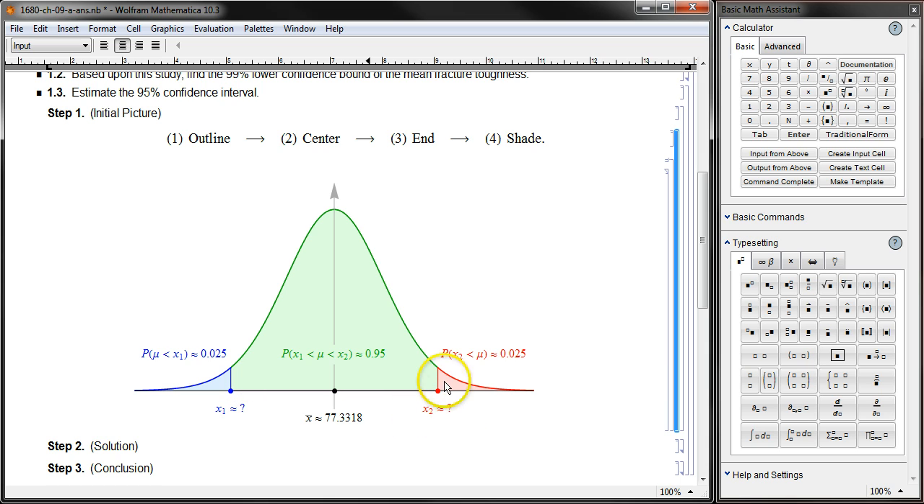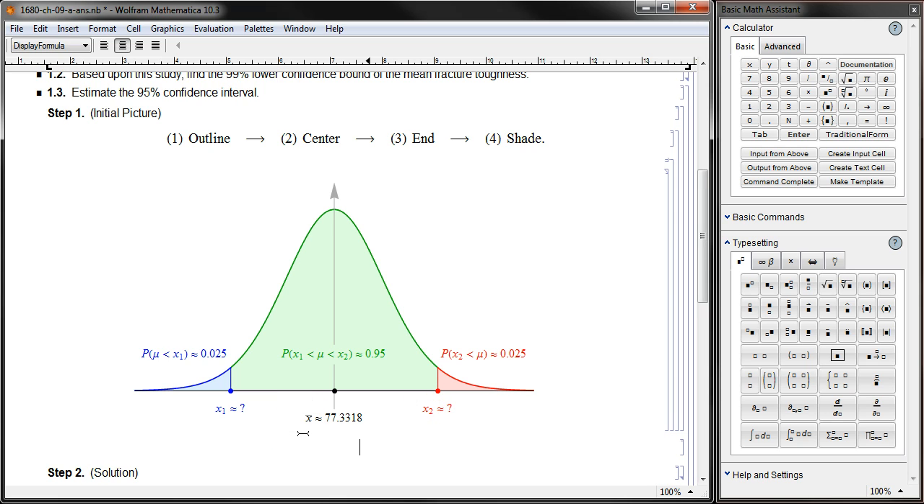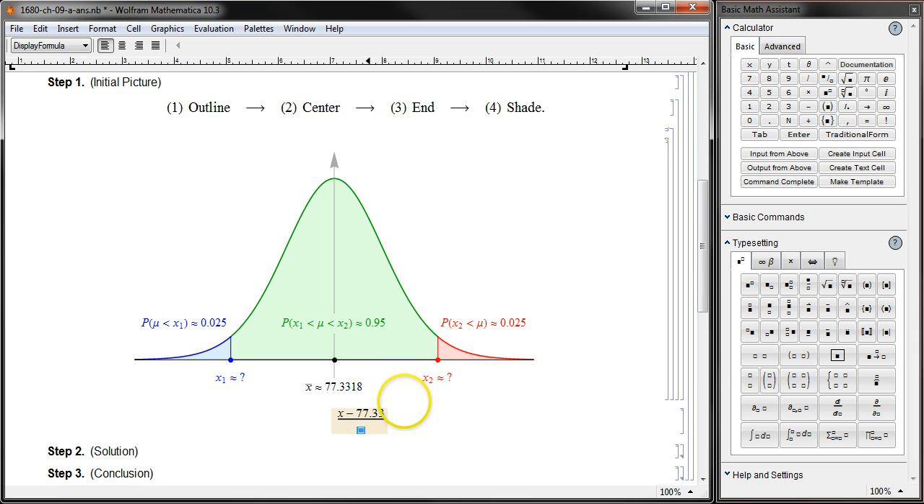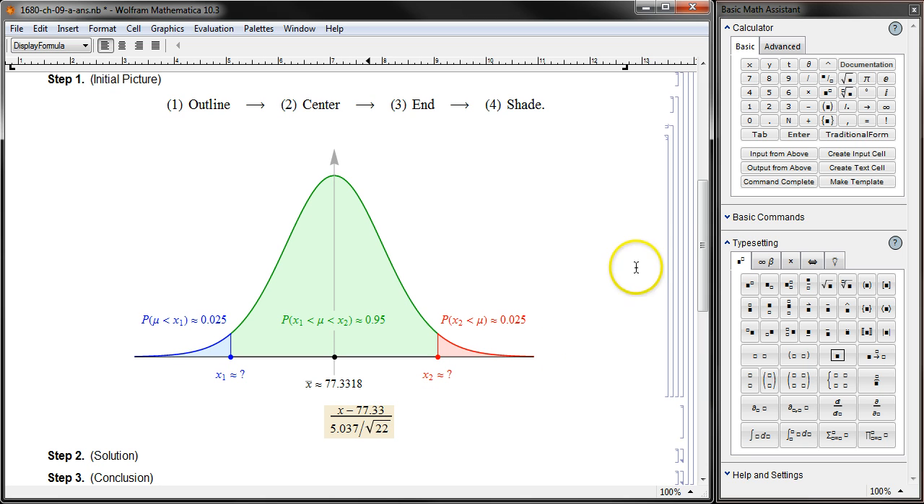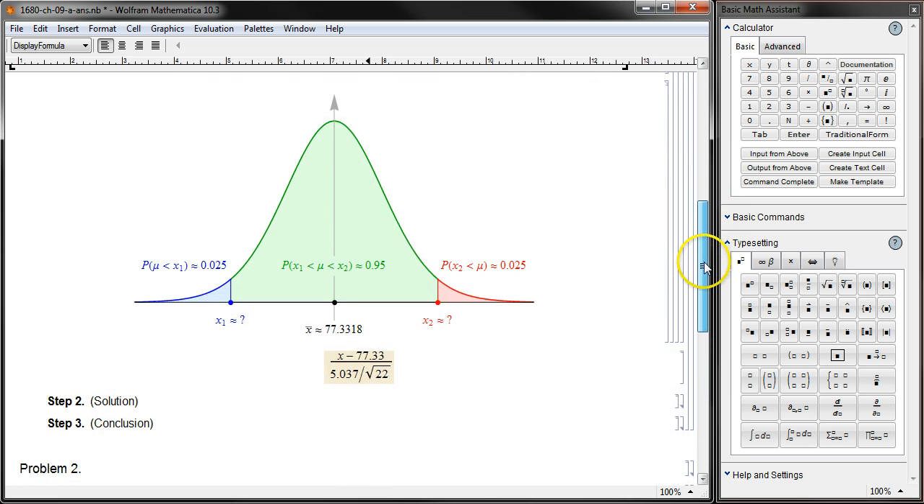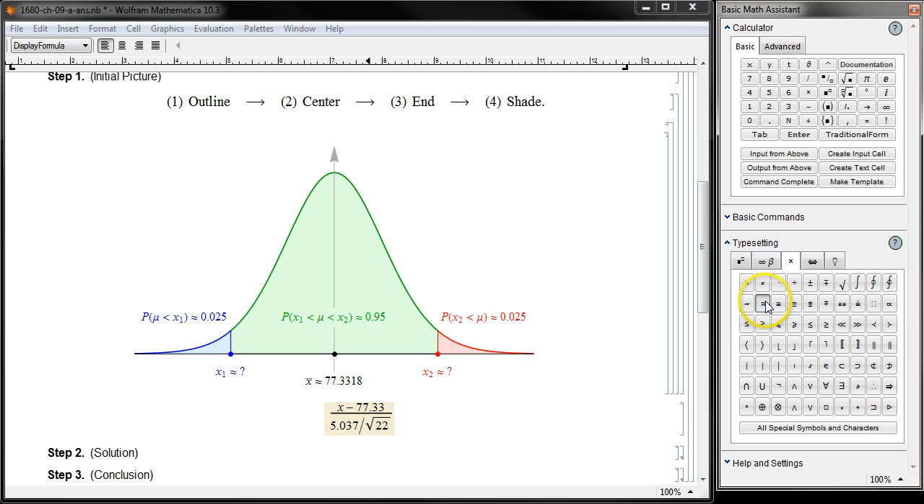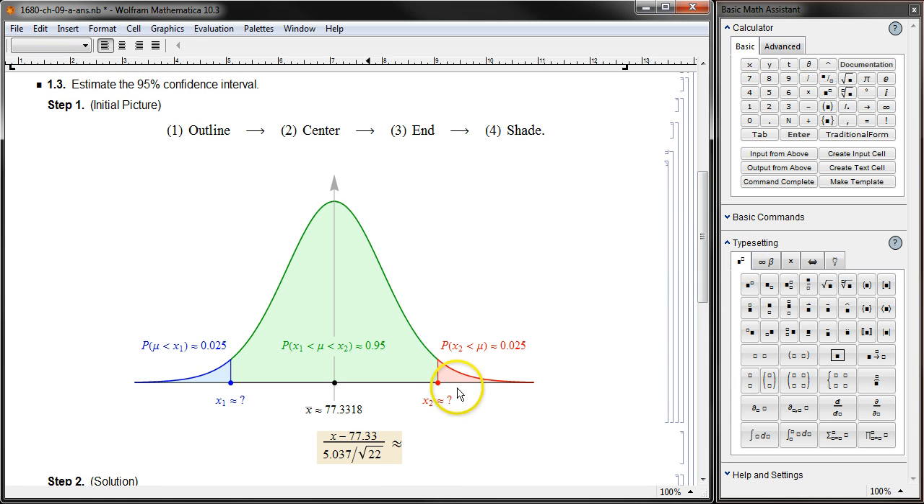For t-curve, I usually go with the right-hand side. X minus the center, I need bigger font, by the way. Over the standard error, 5.037 over square root of 22. By the way, was 5.037 correct? Yes, that's right. And that is the t-score that we have to identify. And what's the t-score associated to this x2? Right hand side, we get 2.5%, right?